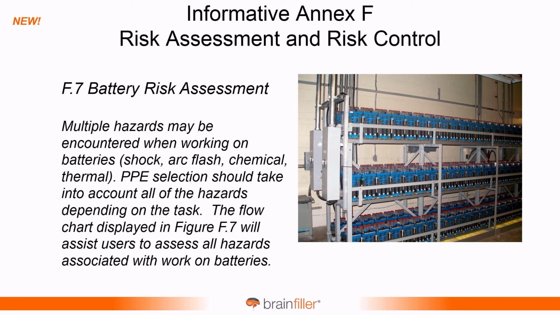And F.7 is acknowledging that if you're working around battery systems, there's more than one hazard. There are multiple hazards, and they may be encountered when working on batteries. So you have the shock hazard, of course, possible arc flash hazard, but you also have the chemical hazard, the thermal hazard. And so it's acknowledging that the PPE selection needs to take into account all these hazards. And there's a flow chart to help with this.